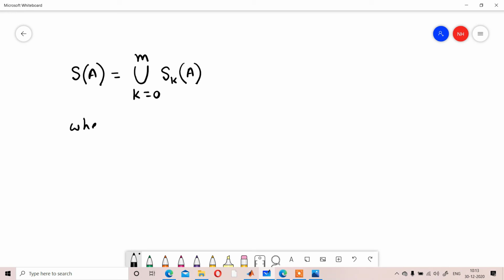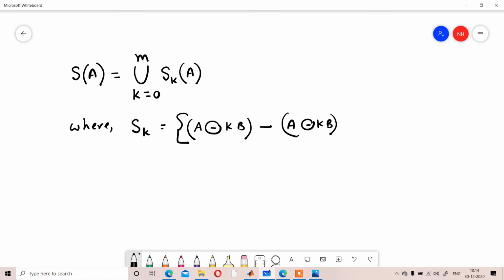where Sk defines A erosion Kb minus A erosion Kb opening B.